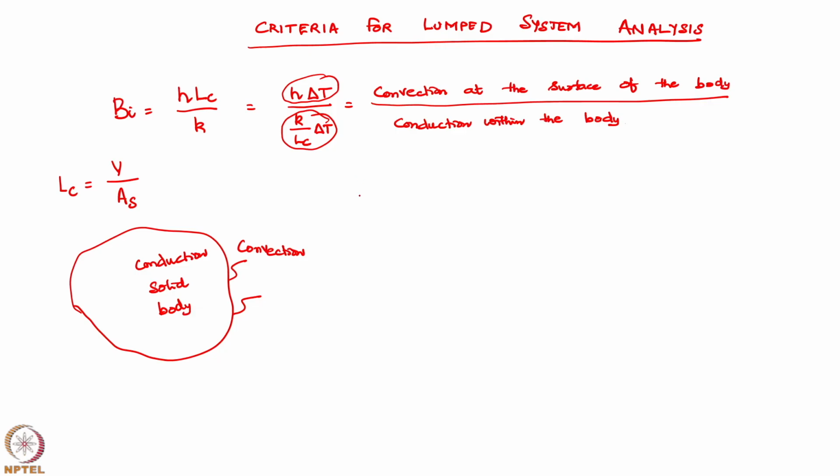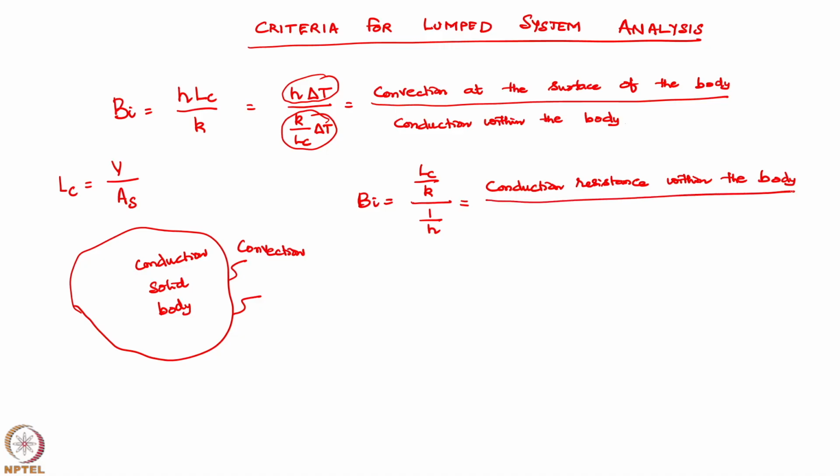So now Biot number can also be thought of as, if I push this up, Lc by k, and divided by 1 by h. So I can consider this as conduction resistance, that is resistance for the conduction to take place within the body, divided by convective resistance at the surface of the body.